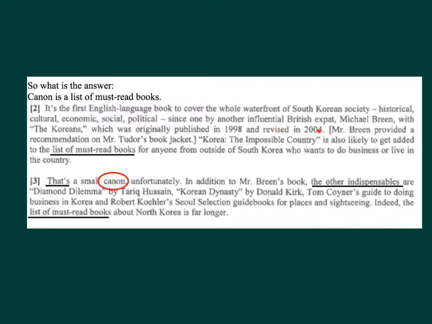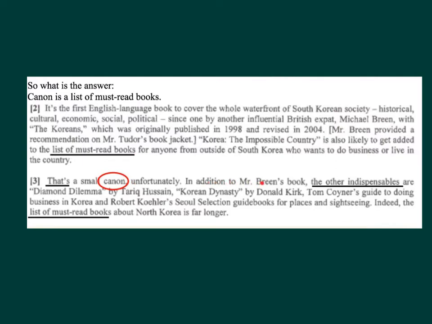Miss Bean provided a recommendation on Mr. Tutor's book jacket, Korea's The Impossible Country. It is also likely to get added to the list of must-read books by anyone from outside of South Korea who want to do business or live in the country. Paragraph 3. There's a small canon, unfortunately.